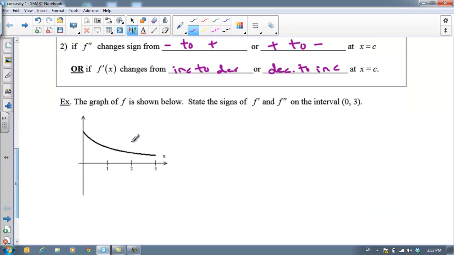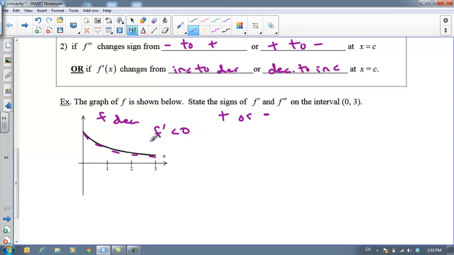Let's take a look at this graph and see if we can figure out the signs of f prime and f double prime on the interval from 0 to 3. So we need to see, are we dealing with positive or negative values? First of all, this is f, so f prime would be the slopes of this graph. So let's just draw a couple little baby tangent lines here. What kind of slopes do we have here? Well, I can tell that f is decreasing. And if f is decreasing, that means that f prime is definitely negative.